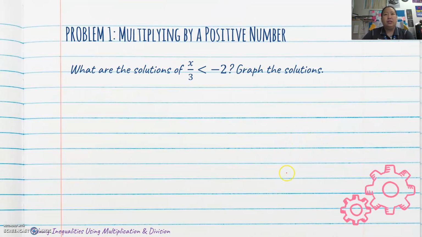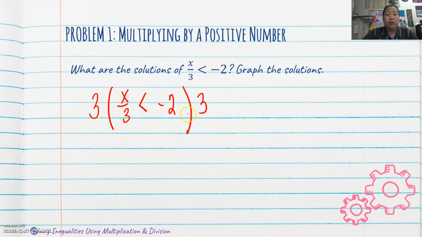So let's have our example. What are the solutions of x over 3 is less than negative 2, and then we also have to graph our solution. So remember, our goal is to isolate our variable. As you can see, x is together with a divided by 3. So how can we remove the divided by 3? We multiply by positive 3. So we will be multiplying by positive 3 on this side. We will also multiply 3 on the right side.